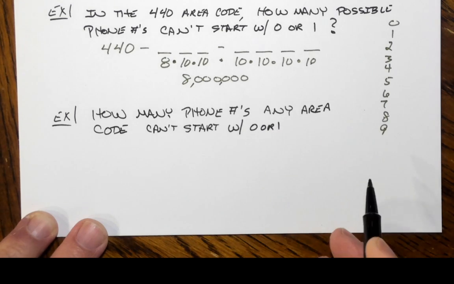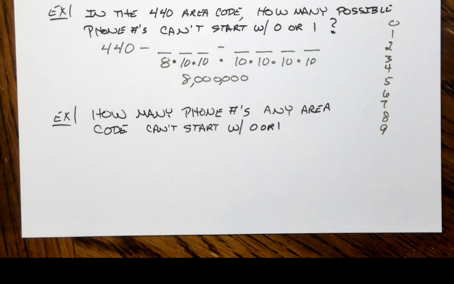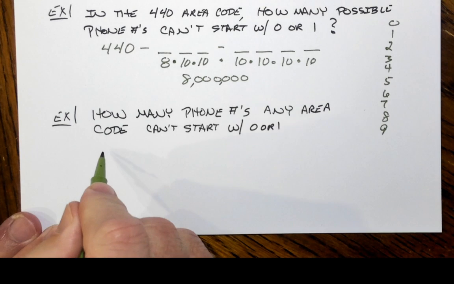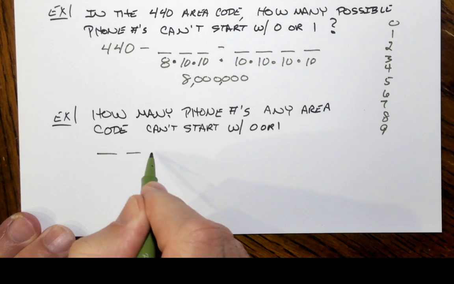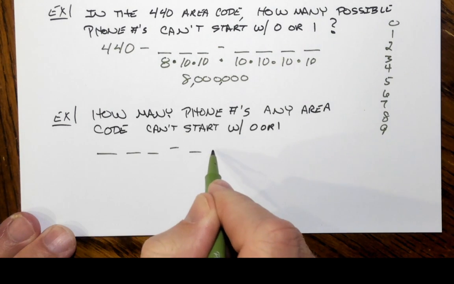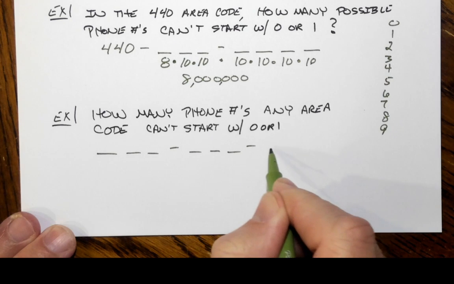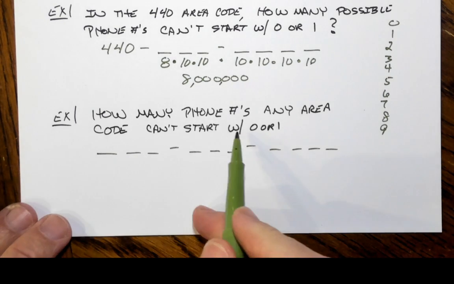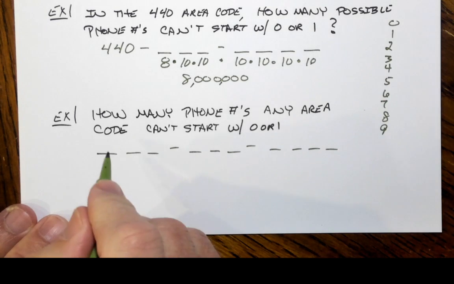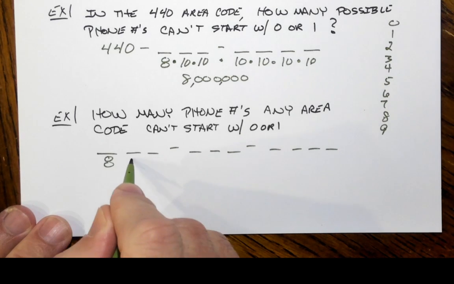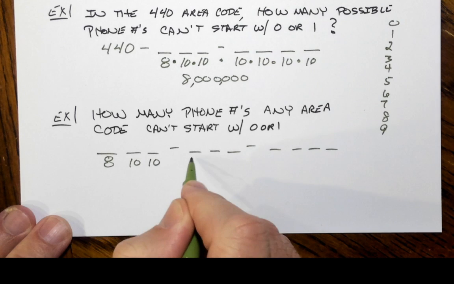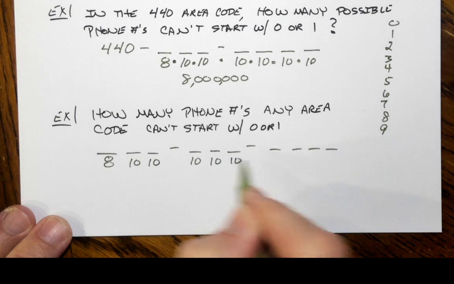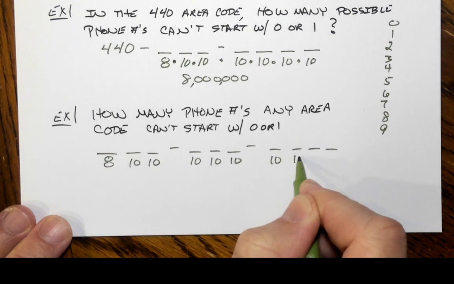Well, any area code's working. So now it's not just a 440, we've got our area code 1, 2, 3, then 3 digits, and then 4 digits. Stipulations. Can't start with 0 or 1. So 8 possibilities. Nothing was mentioned about repeats, so we can have them all.